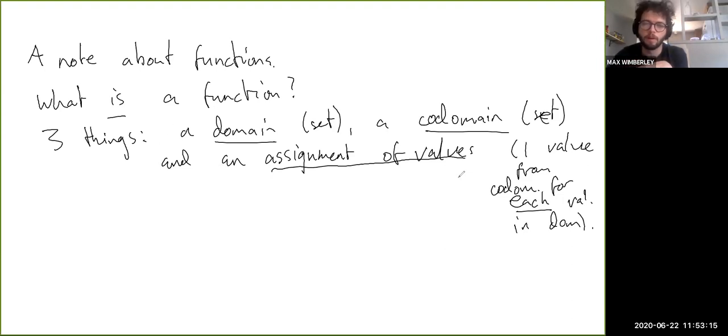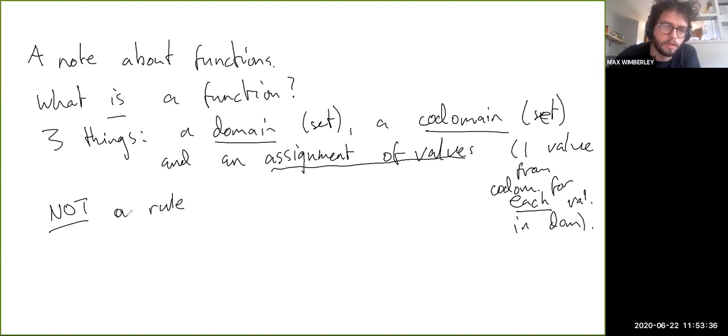But there are a lot more possibilities with these three things than just writing down rules like f of x. So importantly, a function is not a rule, philosophically, for our purposes. Some people actually debate whether a function should be one thing or the other. For our purposes in analysis, a function is not a rule. It's an assignment of values, which could be anything.